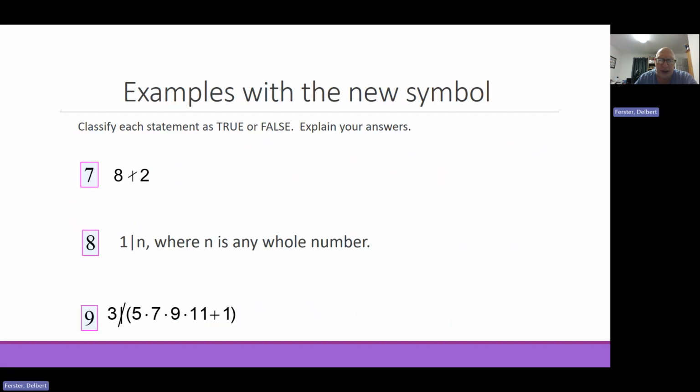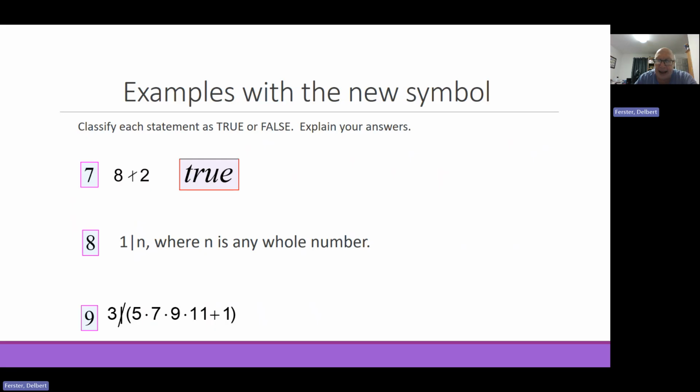Now, in math, you've seen this before. Oftentimes we'll take a symbol and we'll slash it, and that simply introduces the negation of that symbol. So problem 7 accurately would be read, 8 does not divide 2. And again, we're basically trying to decide whether it's a true or a false statement. I don't think 8 does divide 2. 2 divides 8. 8 does not divide 2. So problem 7, as you see it, is true.